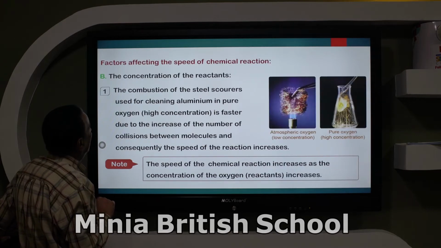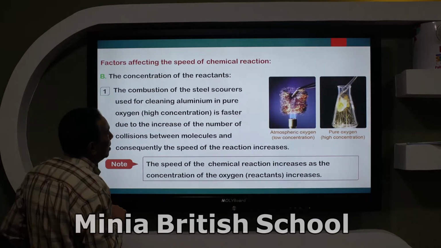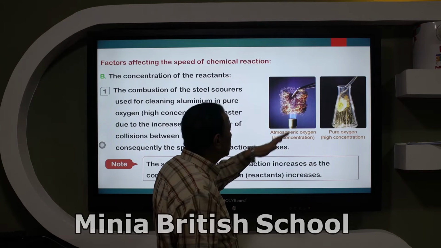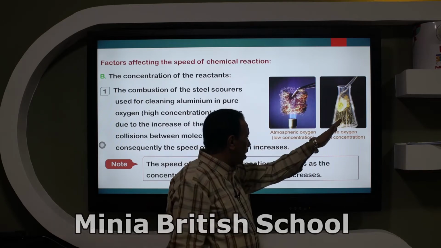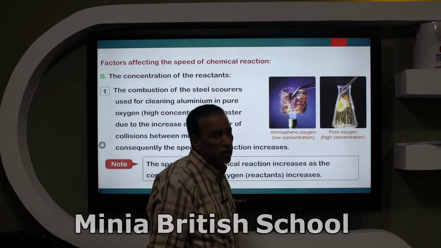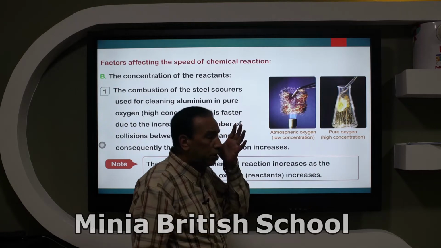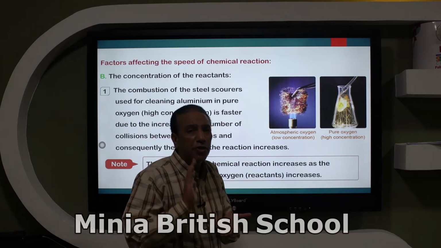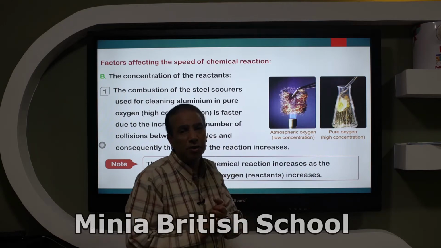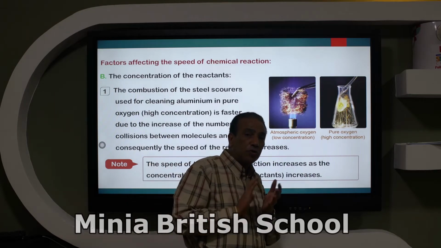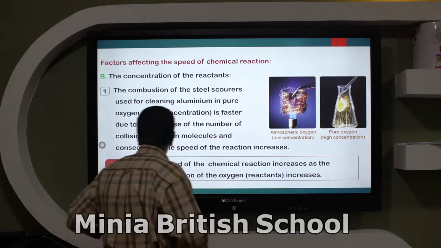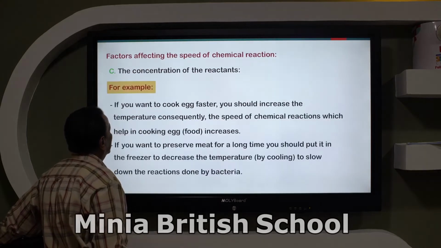The combustion of the sulfur in the presence of oxygen. This is pure oxygen. This is the atmospheric oxygen. The pure oxygen has high concentration. The atmospheric oxygen has lower concentration. That means the concentration is an important factor affecting the speed of the chemical reaction. So if the concentration increases, the reactant molecules increase, the speed of the chemical reaction will increase and the reaction will be faster.